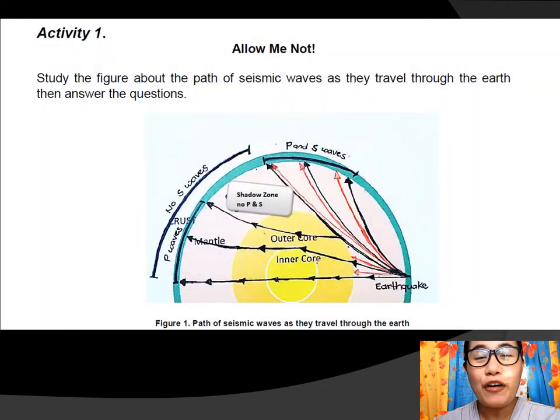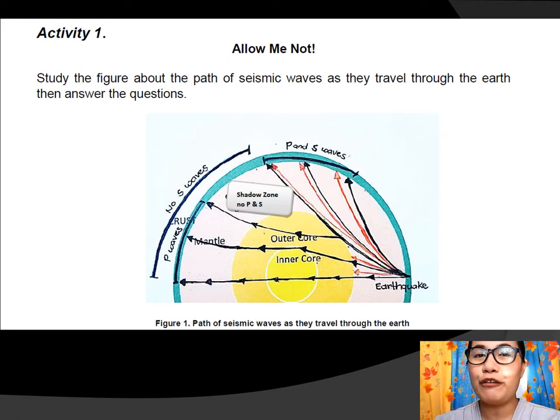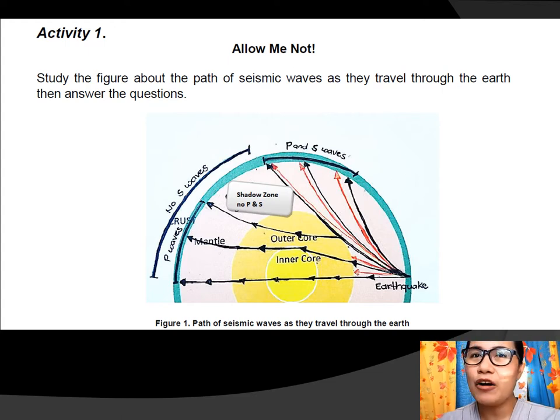Then there are 5 activities in the module. So far, this is the module with the most activities. For module number 1 until module number 6, you only have to answer up to 3 activities. But for this module, there are 5 activities. The first activity is entitled Allow Me Not.